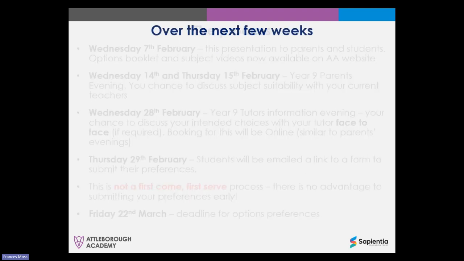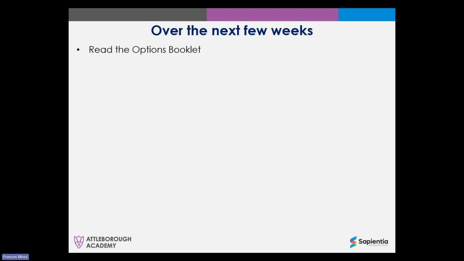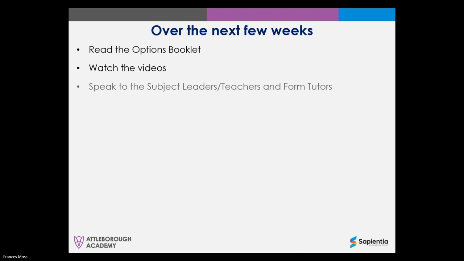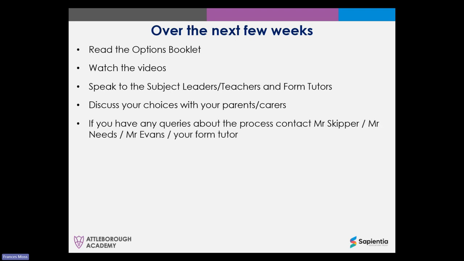So over the next few weeks, read the options booklet, watch all the videos that are online, including the ones for core subjects. Make sure you understand what's coming up for those important GCSE years. Speak to your subject leaders, your teachers, your form tutors, and discuss your choices with your parents and carers. If you have any queries about the process, you contact Mr. Skipper, head of Key Stage 3, Mr. Needs, your head of year, and Mr. Evans, who's overseeing all of this.